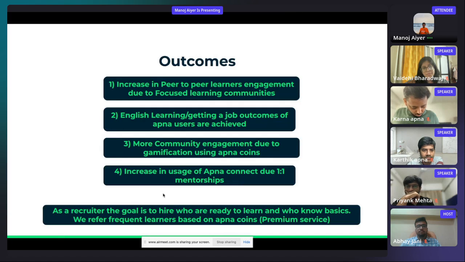So from the recruiter side, the recruiter wants to hire people who are ready to learn, who are ready to upskill themselves, but know some foundations. So we will refer frequent learners based on their Apna coins earnings. And this will act as a premium service. We say, okay, these are the regular learners and you can hire them. So this will act as an additional source.